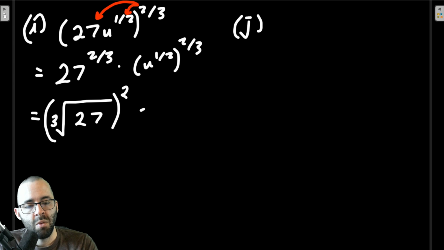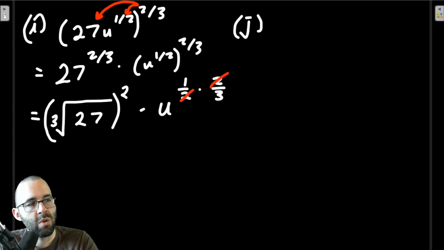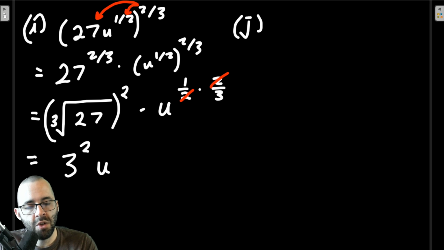For the second thing, we multiply those exponents together. So we're going to have 1/2 times 2/3. And we get some nice cancellation here, right? 2 on the top, 2 on the bottom, cancel each other out. Real nice. Cubed root of 27 is 3. There's still that exponent of 2. U to the, well, we're just left with the 1/3. Great. 3 squared is 9. And you can either write that as u to the 1/3 or the cubed root of u. Up to you.